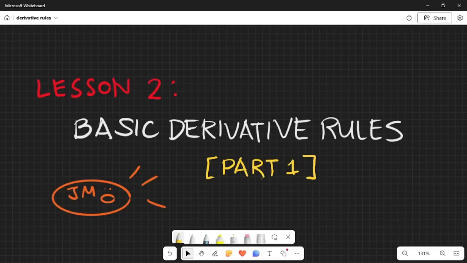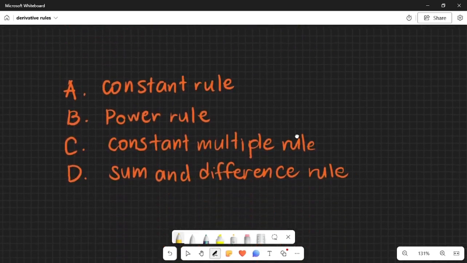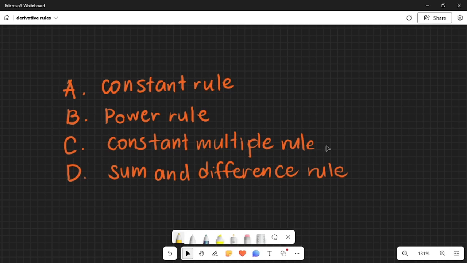Hello. For our next lesson, we're going to be learning about basic derivative rules now that we've had the definition of the derivative and its core concept. Now for part 1, we're going to be learning about the constant rule, the power rule, the constant multiple rule, and the sum and difference rule.